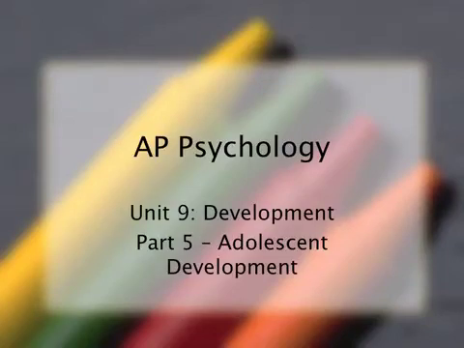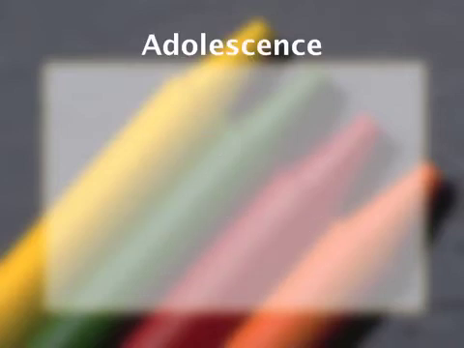Welcome to Unit 9, Part 5 on adolescent development. Okay, the official definition of adolescence, right? It's this transition period between childhood and adulthood. You're not quite a kid anymore, but you're not quite an independent, fully functioning adult. So let's talk primarily about what changes occur during this time period, both physically, cognitively, and socially.